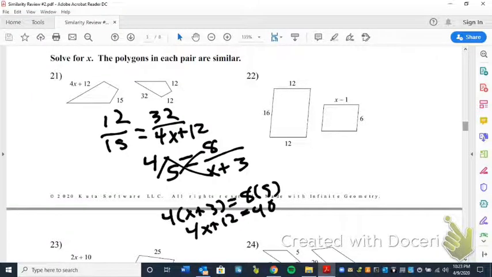So what I'm going to do from there is subtract 12 from both sides. So I get 4x equals 28. Divide both sides by 4, and I get x equals 7.